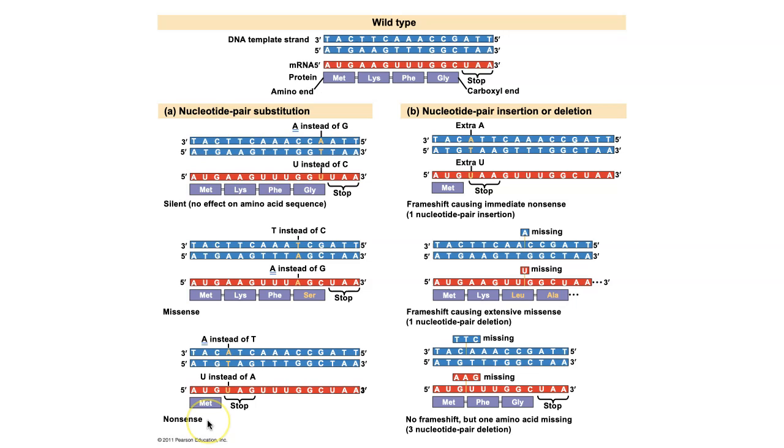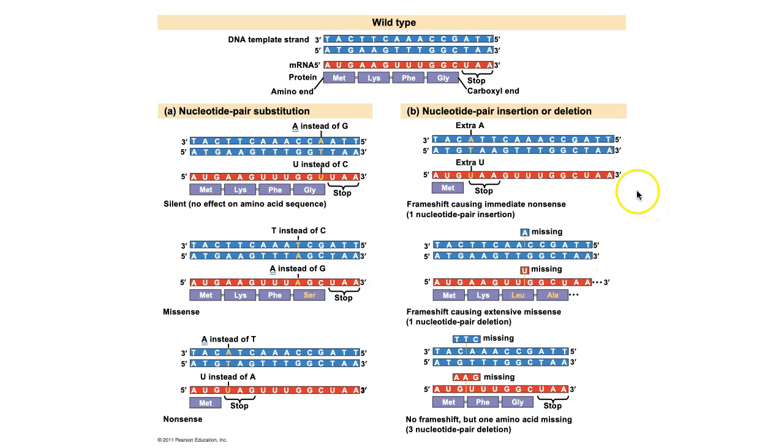Here we have a nonsense mutation. So this is supposed to be a T and an A, and instead we have A and T. So this codon should have been AAG, coding for this amino acid, and instead we have UAG, which is a stop codon. So this is a nonsense mutation. This won't result in any protein.